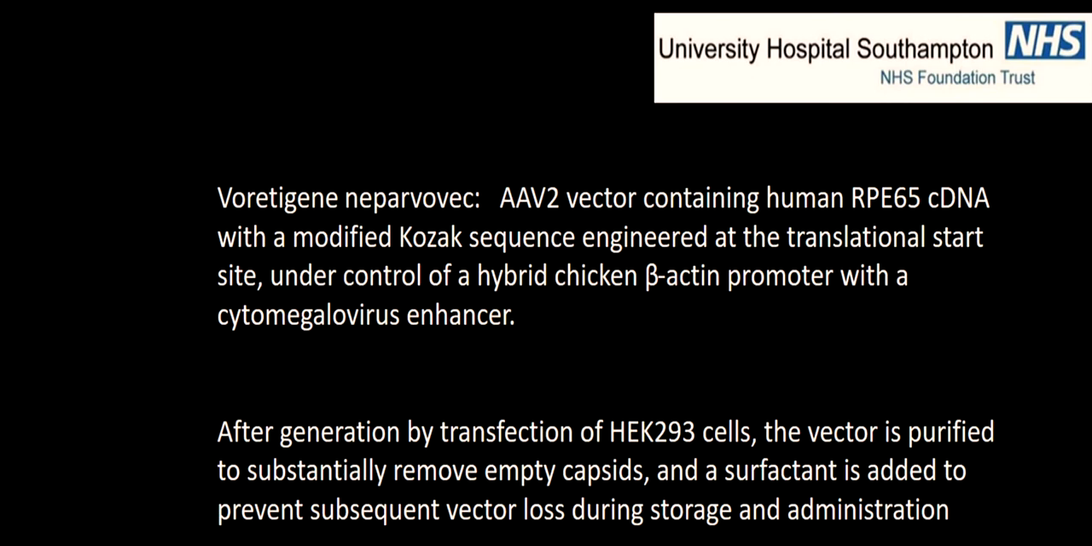Before we talk about the results, I thought I'd give you a little line about how this works. The vector that has been used is called voretigene neparvovec. It's an adeno-associated virus serotype 2, though serotype 4 is also now being used. It contains complementary DNA, which has been modified with the Kozak sequence. It is controlled by a hybrid chicken beta-actin promoter, with a cytomegalovirus enhancer added to it. After this has been generated, the vector is purified to substantially remove all the empty capsids, and a surfactant is added.